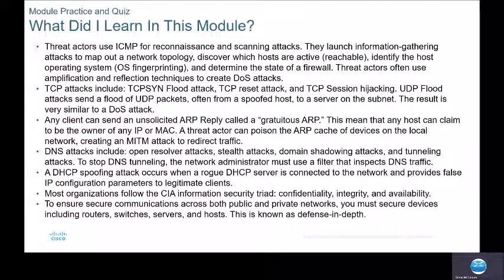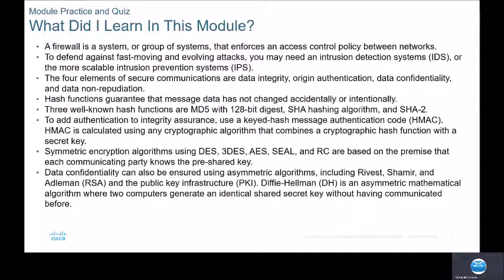integrity, and availability. To ensure secure communications across both public and private networks, you must secure devices including routers, switches, servers, and hosts. This is known as defense in depth. A firewall is a system or group of systems that enforces an access control policy between networks. To defend against fast-moving and evolving attacks, you may need an intrusion detection or an intrusion prevention system. Four elements of secure communications are data integrity, origin authentication, data confidentiality, and data non-repudiation.